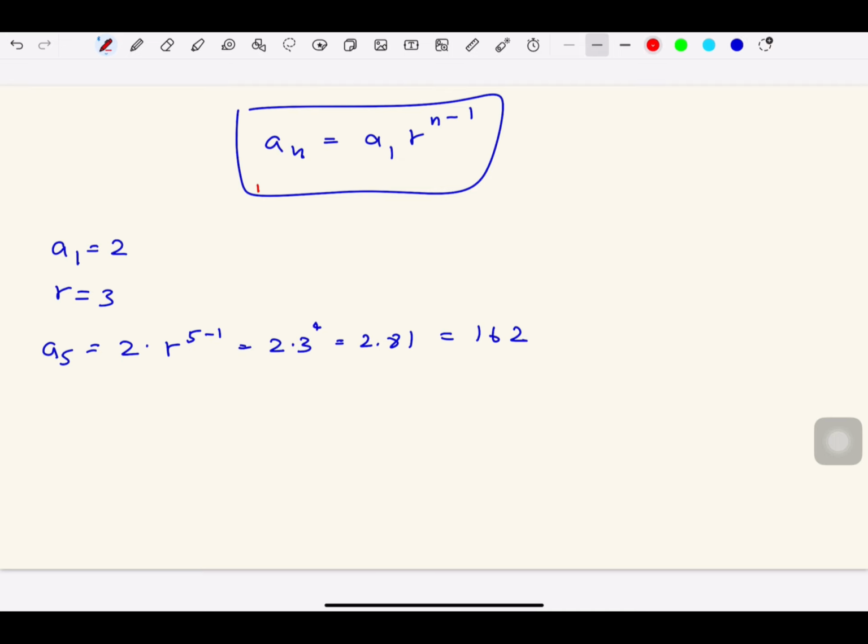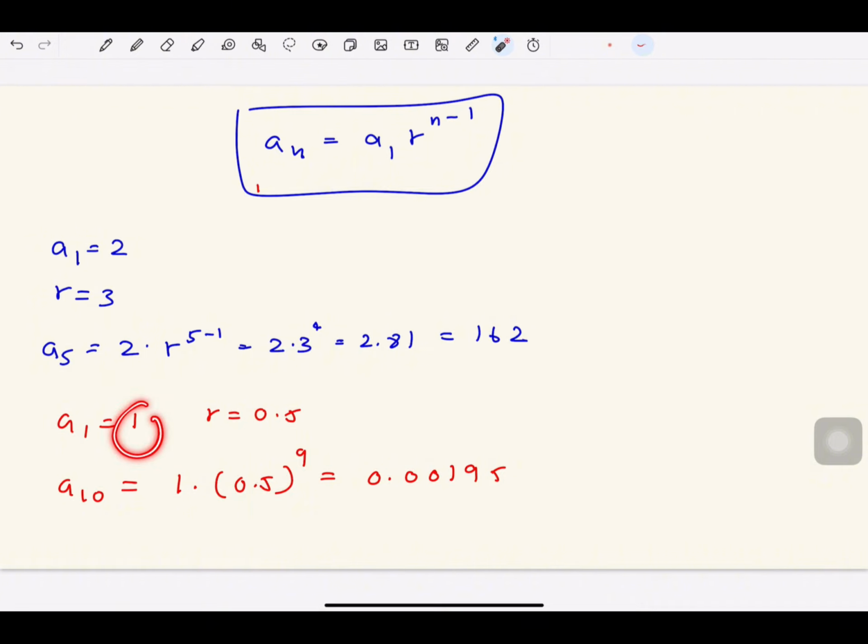Let's try another example. Let's say you have a first term of 1 and a common ratio of 0.5, and you're interested in getting the 10th term. To do that, you multiply the first term by the common ratio to the power 9. This will give you approximately 0.00195. So even though the sequence starts with 1, the values get really small because the ratio is less than 1.